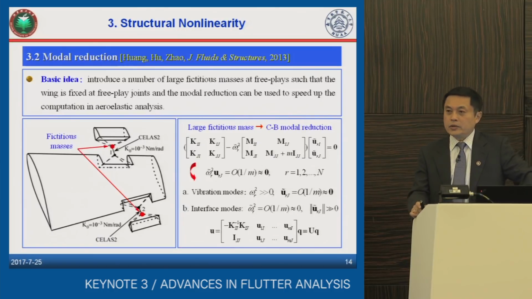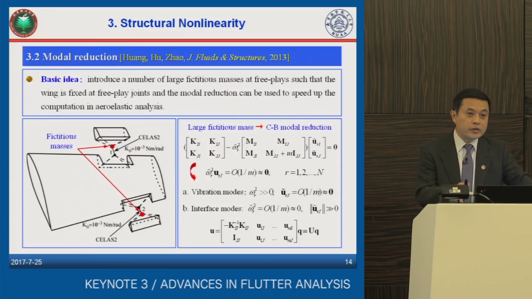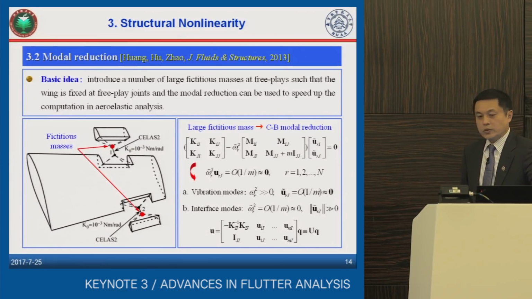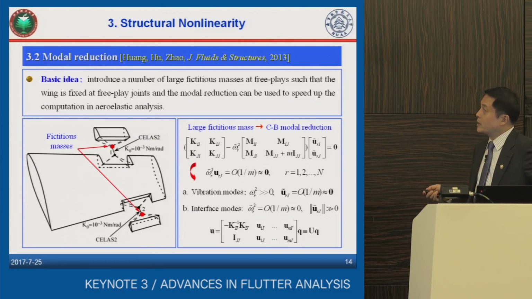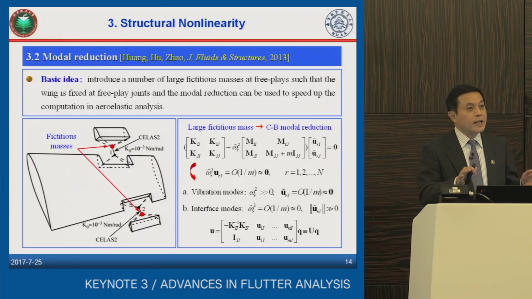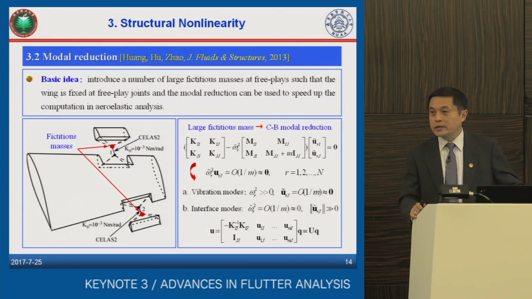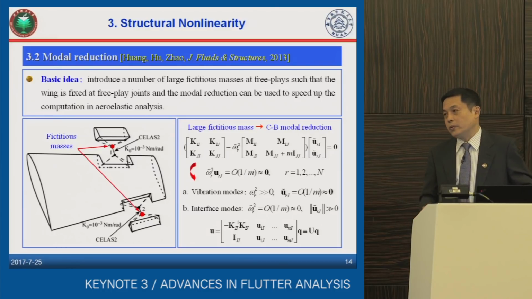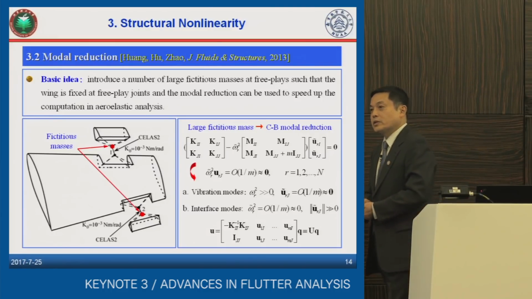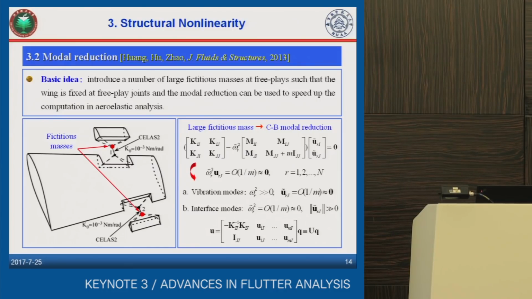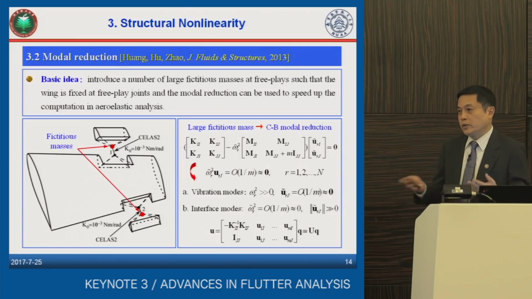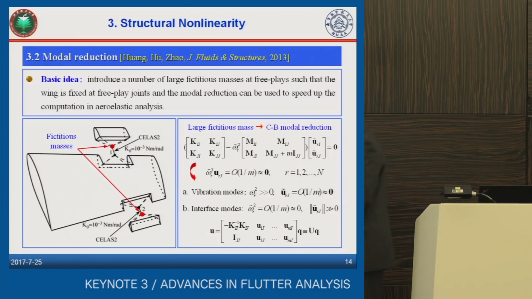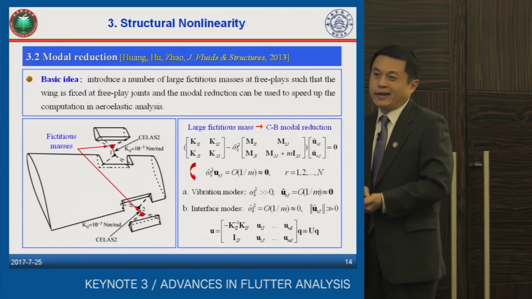The basic idea to deal with the problems of high dimension is certainly to reduce the dimension first. What we do is to introduce a number of large fixture masses at the free plays so that the wing looks like a fixed component in structural dynamics. Then we can use model reduction, such as the Craig-Bampton technique proposed many years ago. And let me explain why we can do the dynamic substructuring like this.